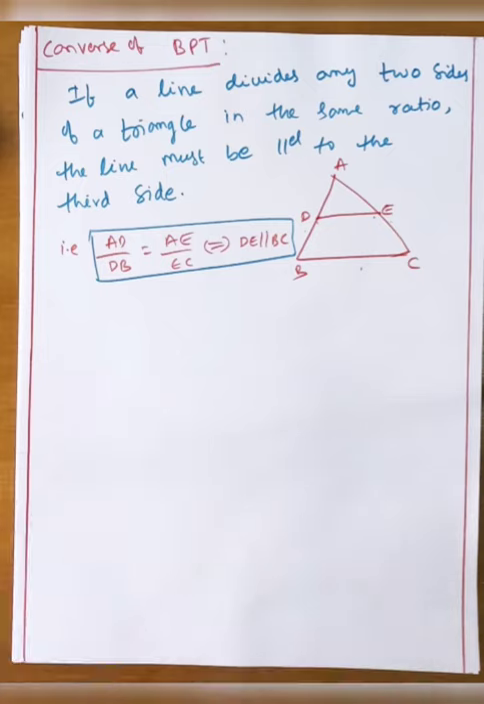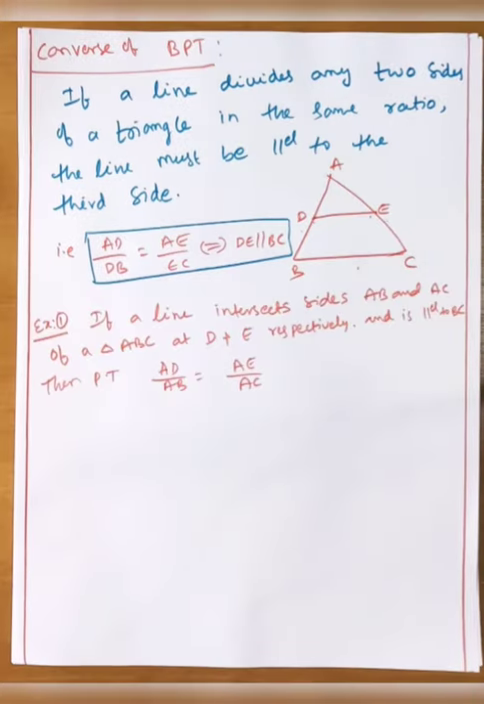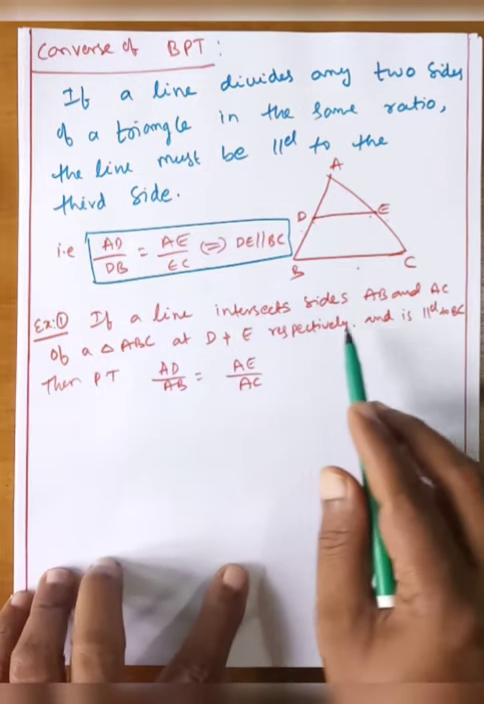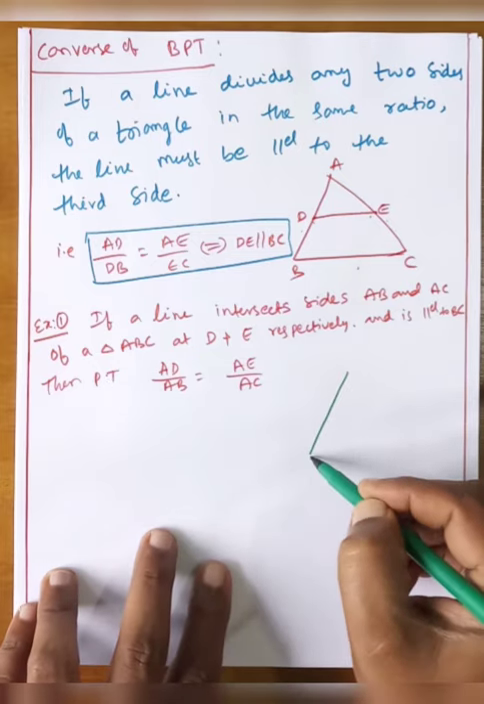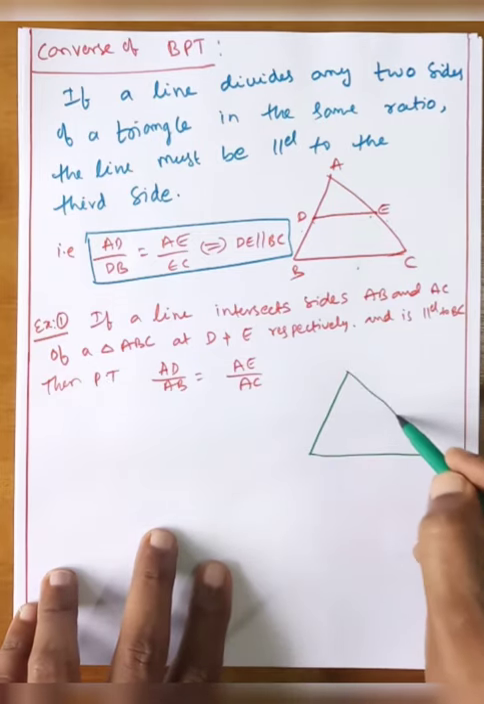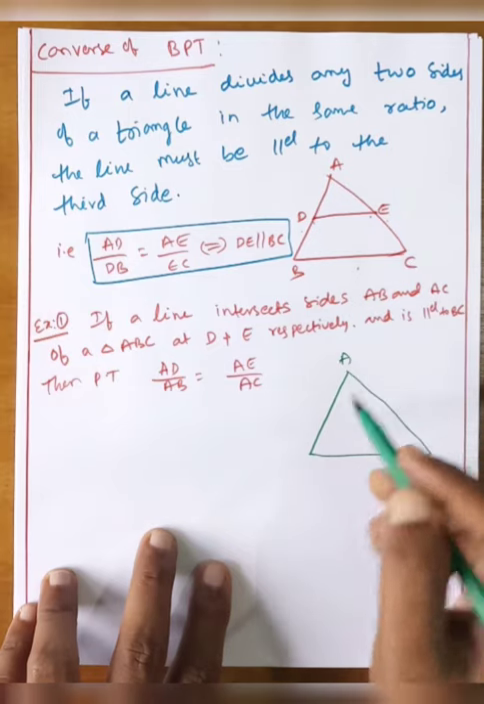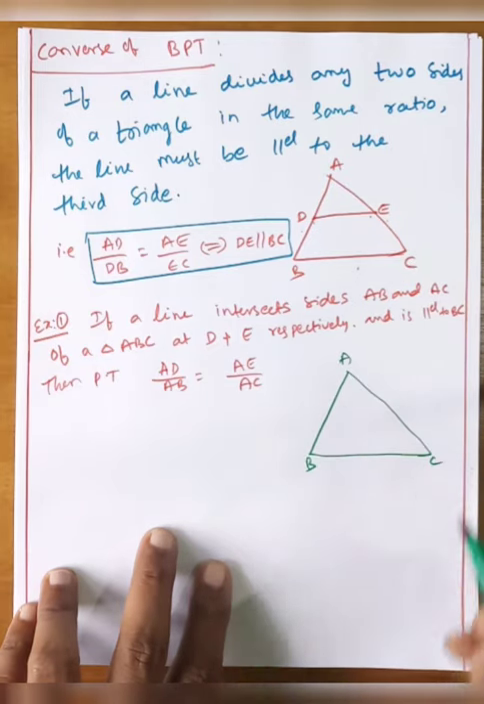Okay, my dear students, if a line divides any two sides of the triangle in the same ratio, the line must be parallel to the third side. Okay, my dear students, we are going to take one example. If a line intersects the sides AB and AC of a triangle, first we will take the triangle ABC. No doubt at all. Now observe the triangle ABC. After that, we will go to the data.